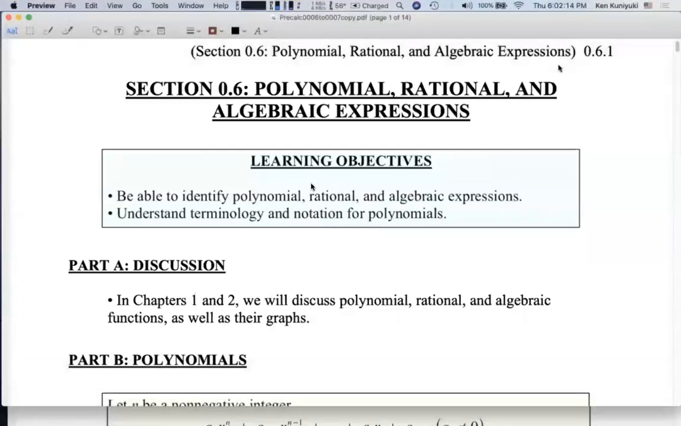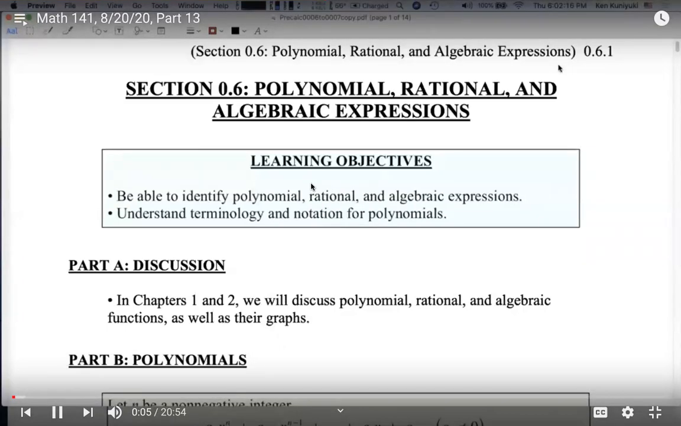Hi, everyone. Let's talk about section 0.6, various types of expressions in x. Before, we classified numbers. Now, let's classify expressions in x.